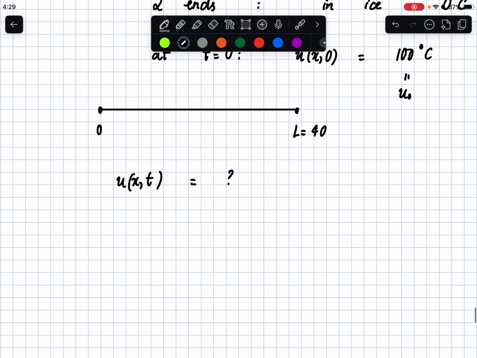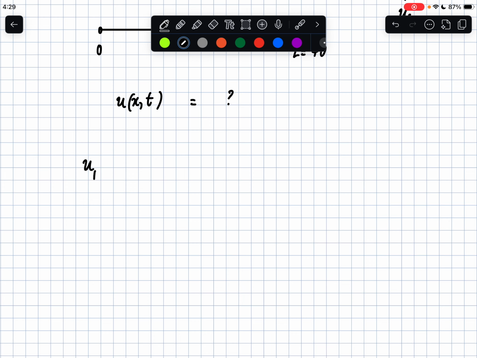So find the formal Fourier series solution of the heat equation u_t equal to k u_xx. k is the thermal diffusivity. The unit is centimeter squared per second. So for now, let's just work with k.